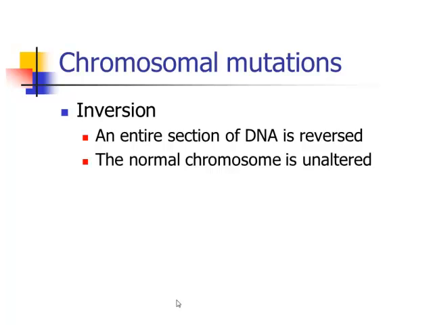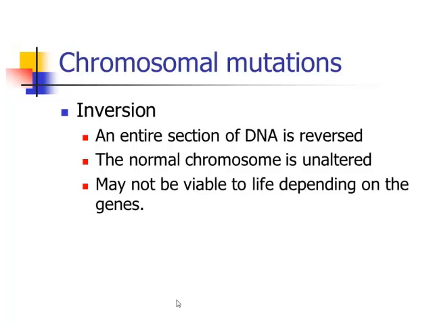So the normal chromosome is unaltered. It has all the same genes that it's supposed to have. It's just that they're in the wrong order. This may not be viable depending on the genes. If it's genes that we don't really use that often or aren't that critical, then it's just fine.